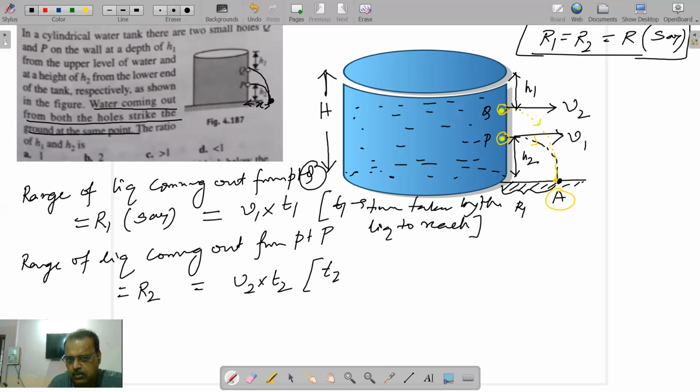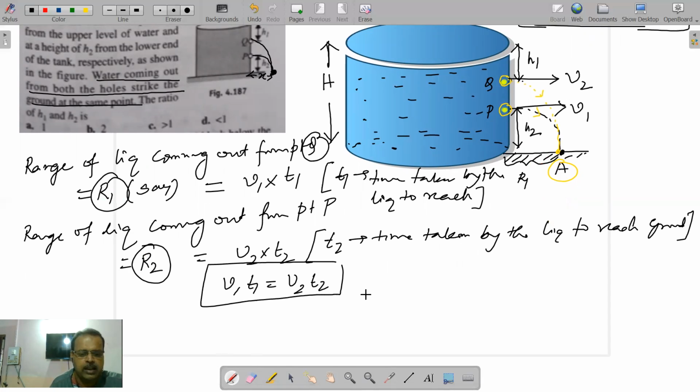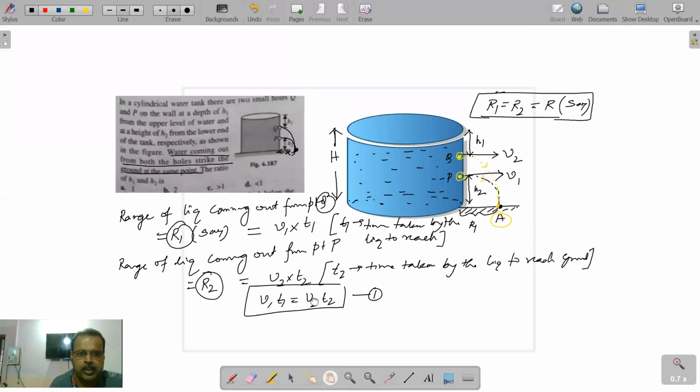And if you move to T2, that is the time taken by the liquid to reach the ground. Okay, so that is basically the 2 points. Now we know R1 is equal to R2, because both the liquids are reaching the same point, that is A. So we can say that V1 into T1 is equal to V2 into T2, and that is our equation number 1.